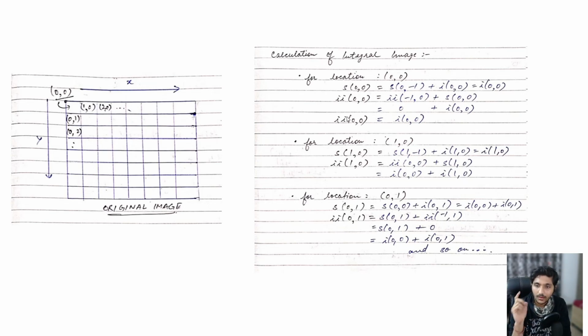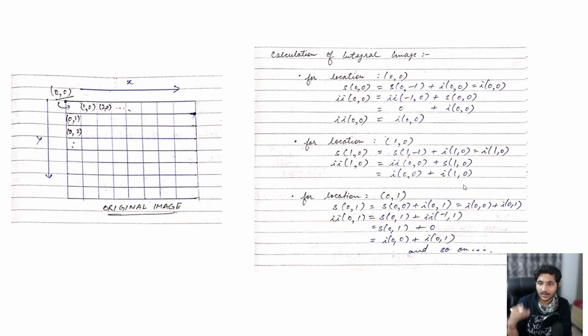Now think about this. I said the integral image at location x comma y is the sum of the pixels above and to the left of it, including that point itself. If you take a look at 1 comma 0 in this matrix here, what are the points above it? There's none, that's the boundary of the image. And what are the points left to it? There's only one point, 0 comma 0. Including the point itself, the final integral image for 1 comma 0 should be the pixel value at 0 comma 0 plus the pixel value at 1 comma 0. So that is I of 0 comma 0 plus I of 1 comma 0, the final output as well.